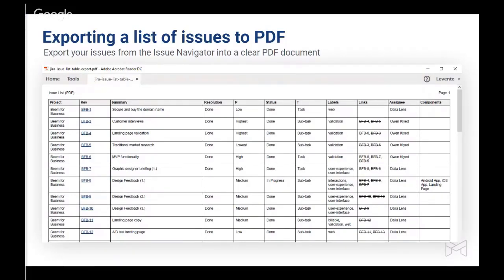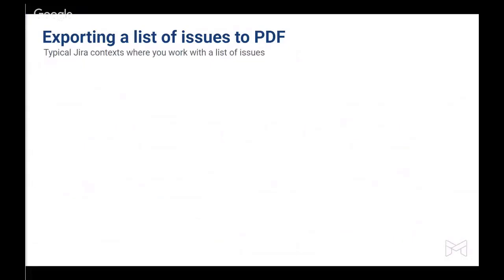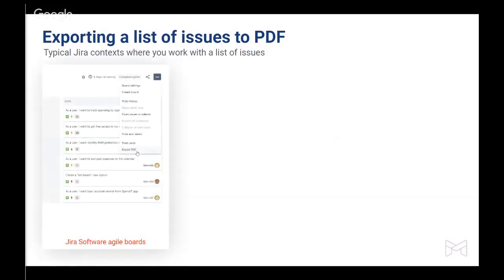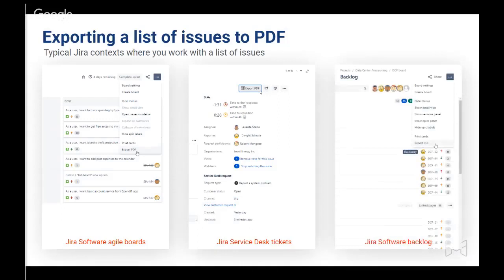But Issue Navigator is not the only screen where you deal with a lot of issues. A list of issues sometimes takes different forms. These are also typical contexts where you often want to work with a list of issues, like your agile board, the different columns on the board, or a service desk ticket, or your project backlog. The good thing is the Better PDF Exporter appears in these scenarios, like the service desk tickets queue, and well, adding the appropriate export menu options according to the context.